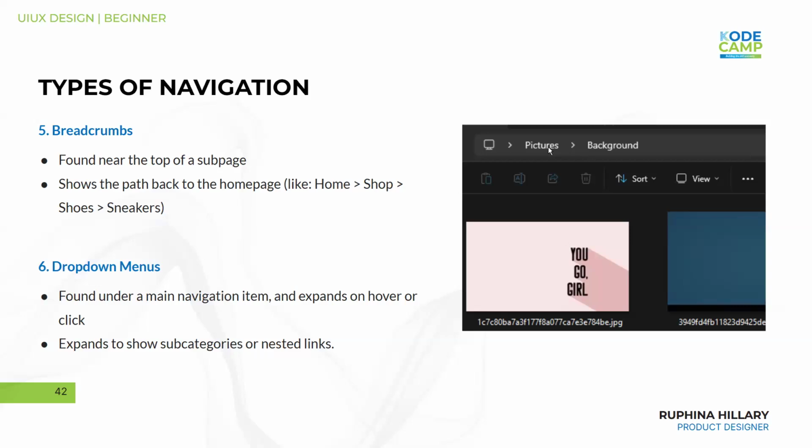So if I decide to click on pictures, I go back to pictures. So I am not lost at any point in using this application. And the last one we're going to talk about is the drop-down menus. So it's found under a main navigation item and expands on hover or click. It expands to show subcategories or nested links.